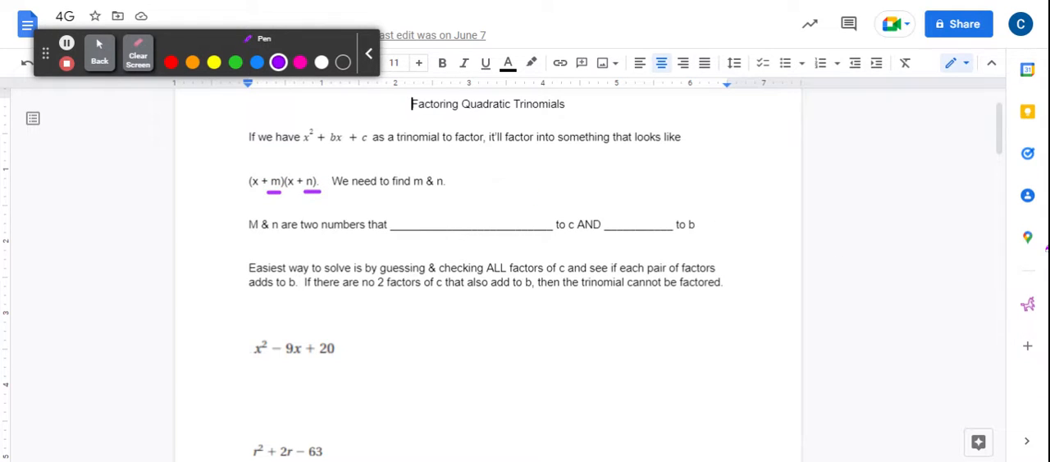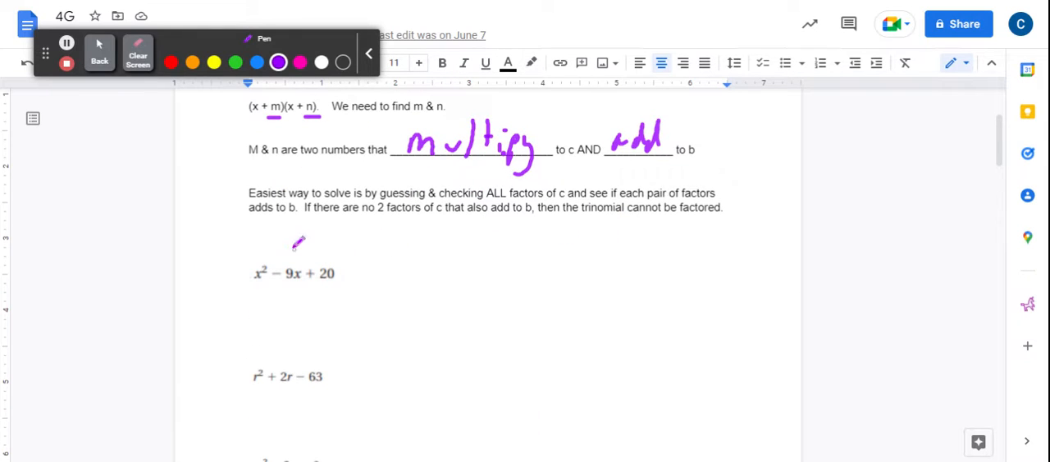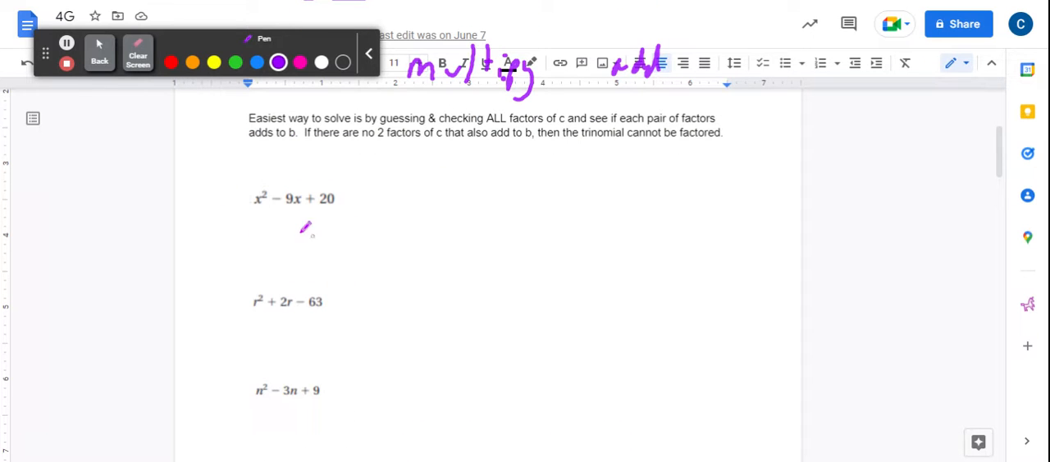Now going back to our original equation here, m and n are two numbers that multiply to c and add to b, and they have to be the same two numbers. The easiest way to do it, in my opinion, is guessing and checking all factors of c to see which pair adds to b. So if we're looking at this first one right here, b is -9, and c is 20.